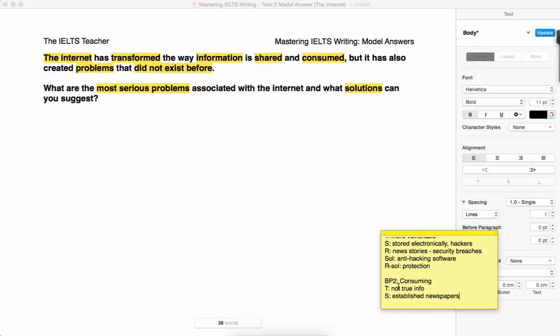So when we had those established newspapers, you would have particular workers that would make sure to verify the facts before the article was published. Now we don't have that, so we don't have any verification of information nowadays. No verification nowadays. Okay, now I'm going to use a conditional sentence here.